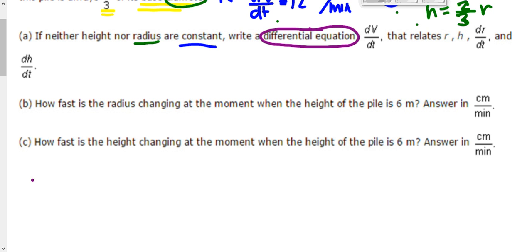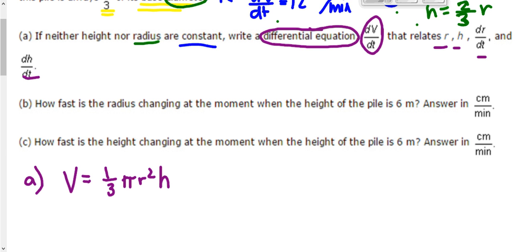So for part A, we're going to use the formula for the volume of a cone. This is something that you will be given. It's not typed on the review, but it is in your notes, and it was on the board if you wrote that down. It's 1/3 pi r squared h, our volume formula. So they're asking for a differential equation. It's going to have r, h, dr/dt and dh/dt. And it's going to be called dV/dt because we're taking the derivative of volume.